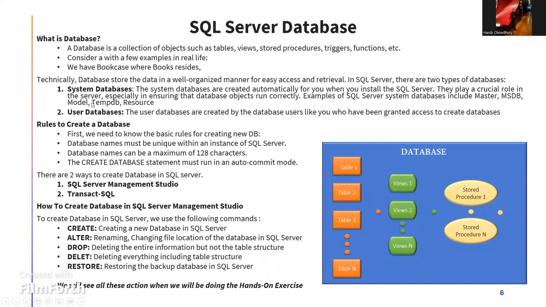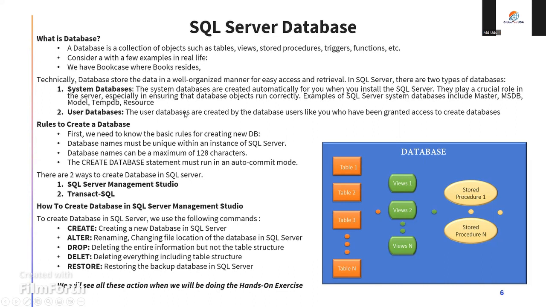System database, user database. So we have two kinds of databases, the system database and the user database. The system databases are created automatically for you when you install SQL Server. They play a crucial role in the server, especially in ensuring that the database objects run correctly. For example, the SQL Server system databases include master, MSDB, model, tempdb, and resource. Those are the names of the system databases. And a user database is created by the database user, like you.